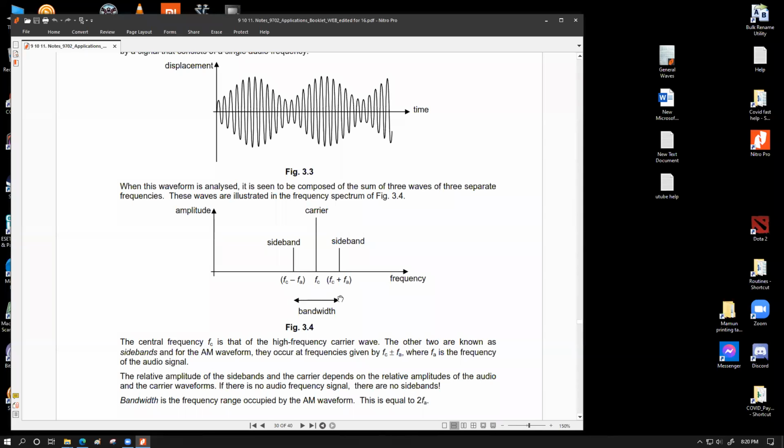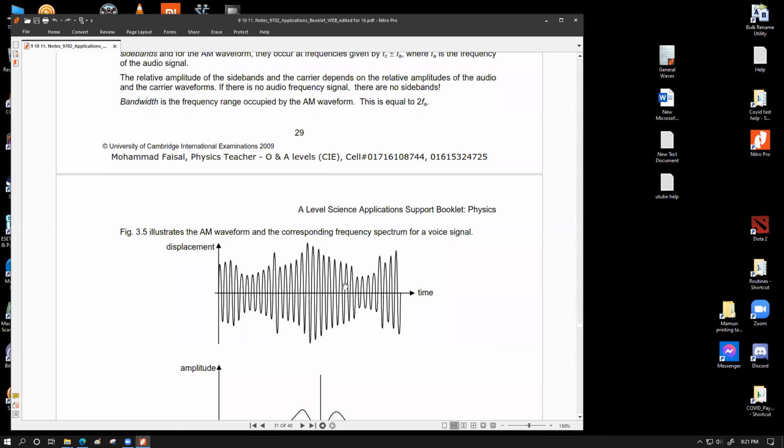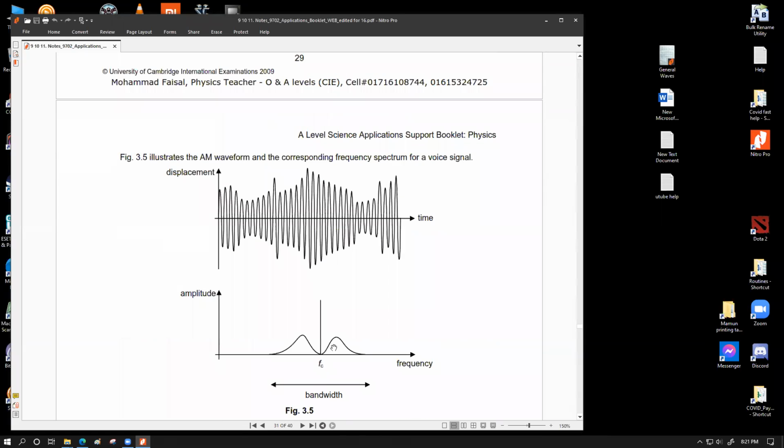So if your original audio signal consists of a single audio frequency, then we're going to have two exclusive sidebands, not a range of frequencies. One on the higher side, one on the lower side. So FC plus FA is one, FC minus FA is the other one, and that's basically it. But if you have a range of frequencies in your original audio signal, which is the more realistic case like this, that frequency can have variation. So it will be covering a lot of range, a lot of locations over here, and similarly on both sides.